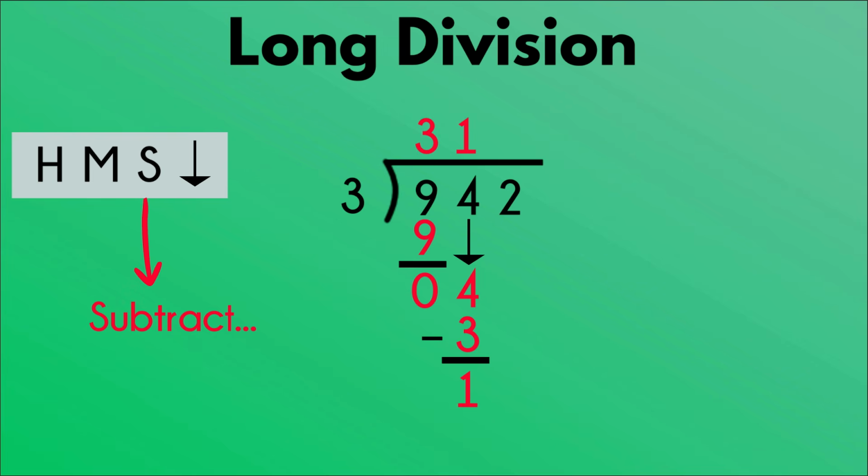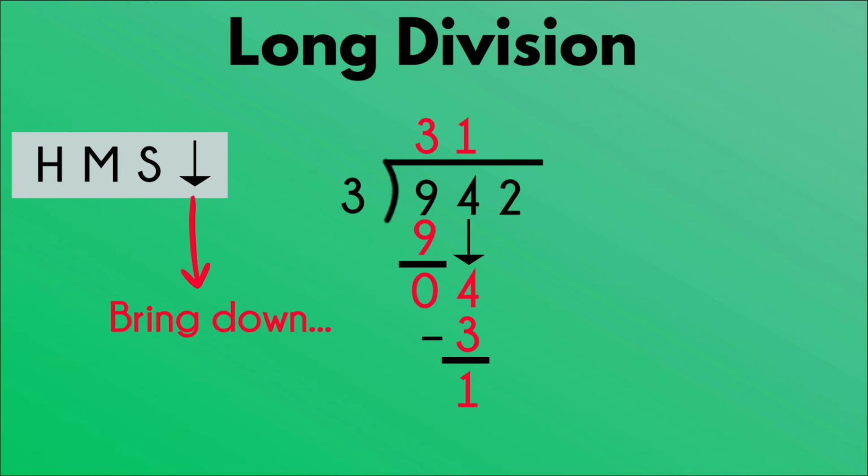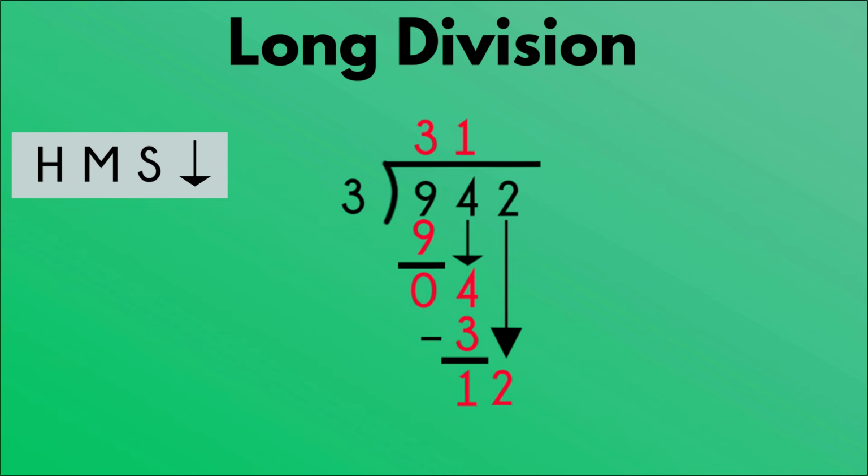Remember, in the first step, 3 didn't fit perfectly into 4? There was 1 left over. Well, this is where that 1 shows up. Now bring down. We bring down the next digit, which is a 2. 2 ones. Now we've finished all the steps with the tens, we have to repeat them with the ones.